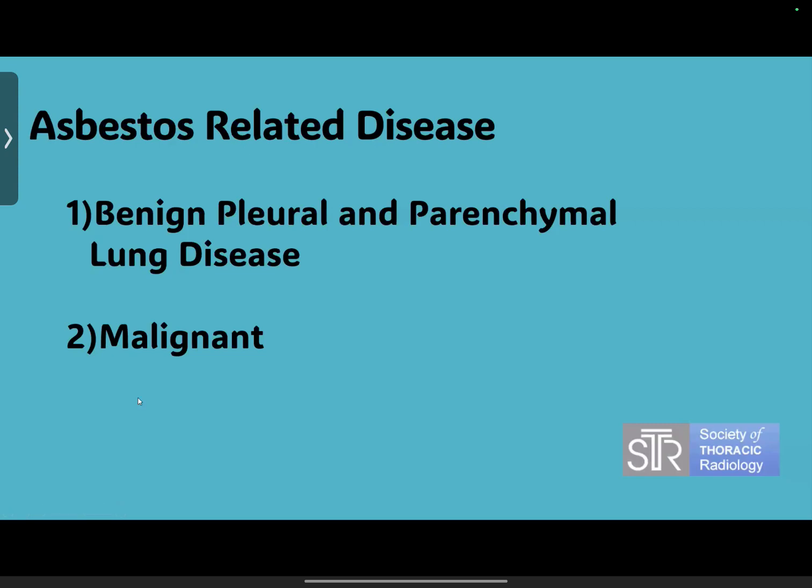Going on to asbestosis. So as you know, there's two types: there's the benign pleural and parenchymal lung disease, and then there's increased risk for malignancy for some people.